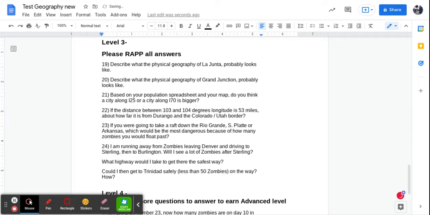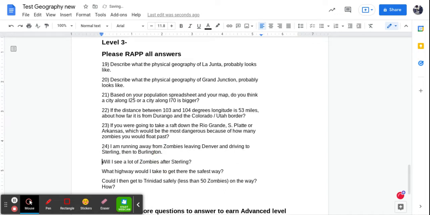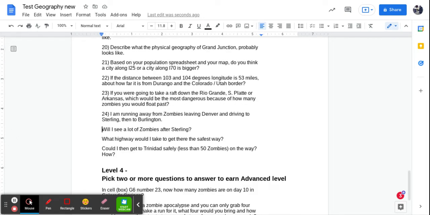Okay, so that's kind of a complex one. So let's start at the beginning. I'm running away from zombies. I leave Denver and I drive to Sterling. Then I go from Sterling to Burlington. Will I see a lot of zombies after Sterling? What highway would I take to get there the safest way? And could I then get to Trinidad from Burlington relatively safe, and how? Which highway?